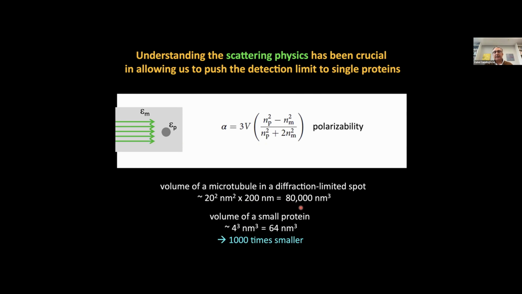And if I were to look at the volume of a small protein, this would be only about 64 cubic nanometers. So we're talking about a 1,000 times smaller object, an order of magnitude. This is really the contribution of what we can do today compared to what was done 20, 30 years ago. And it's really been important to understand that this is a scattering signal and not reflection, to be able to push the limits. And of course, there is now potential for not just looking at the polarizability of a spherical particle, but bringing shape into this.